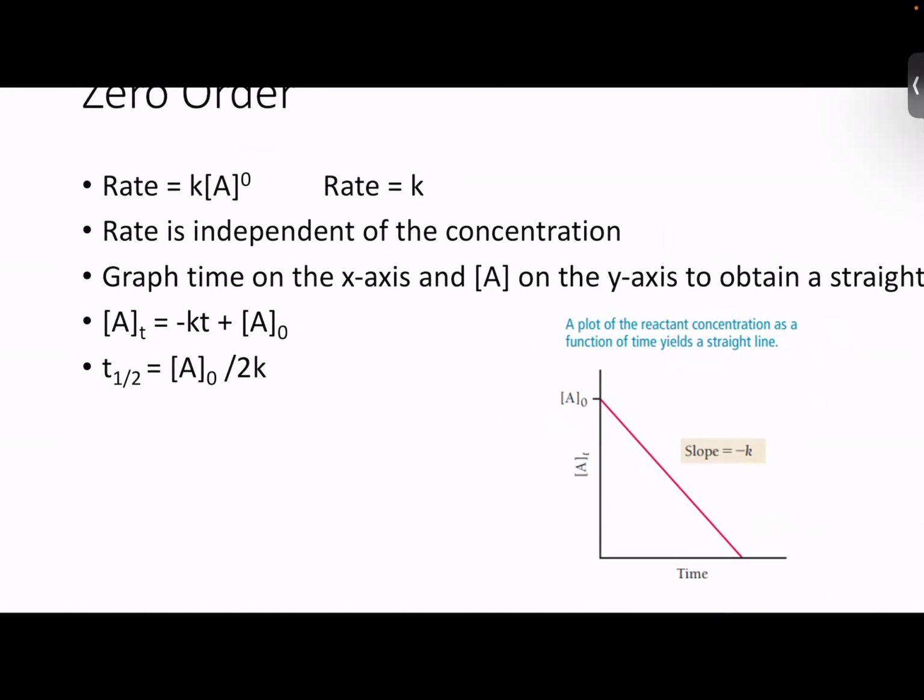So, if it's 0 order, that means the rate is equal to K times our reactant raised to the 0 power. Because anything raised to the 0 power is 1, it means that the rate is equal to the rate constant. It means that the rate is completely independent of that concentration.